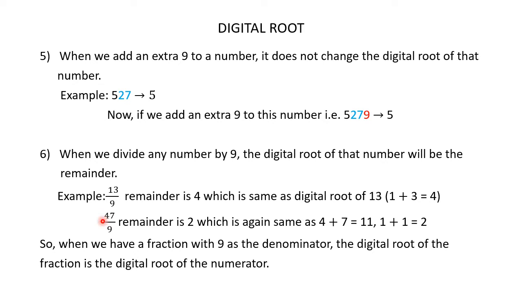Similarly, when you divide 47 by 9, the remainder is 2, which again is the same as the digital root of the numerator 47, because 4 plus 7 is 11 and 1 plus 1 is 2. So when you have a fraction with 9 as the denominator, the digital root of the fraction is the digital root of the numerator.